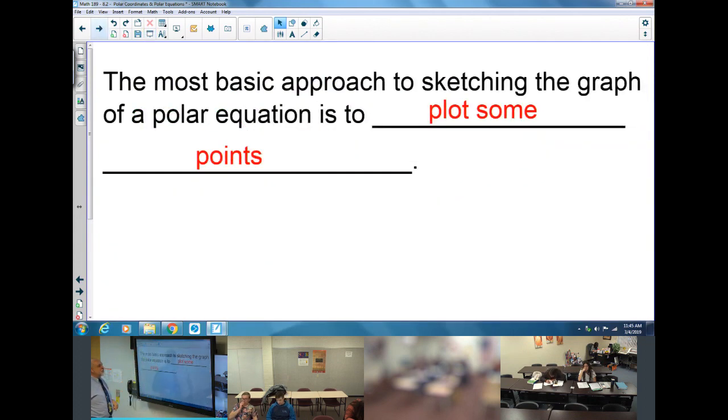So the most basic approach to sketching the graph of a polar equation is to plot some points. Now, here's the deal though: plotting points can sometimes take a long time. I want you to know how to do it, but typically when we do these for real, we're going to put them in the calculator. So I'm going to show you how to plot points first, and then I'm going to show you how to put it in the calculator.